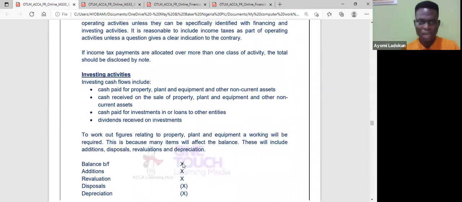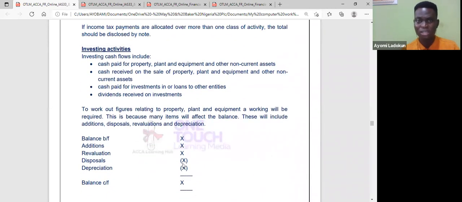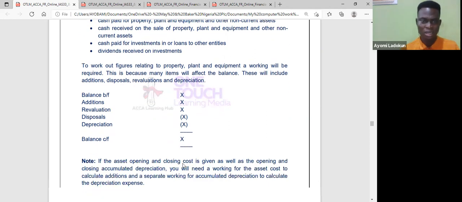Okay. Now, in my investing activity, you know, we said what relates to property. Okay, cash paid for property, cash received on sale, cash paid for investment, not inventory. Inventory is an operating activity item. So cash paid for investment, okay, that'll be in or loans to other entities. Then dividend received on investment, dividend paid under the financing activity, then dividend received under investing activity.